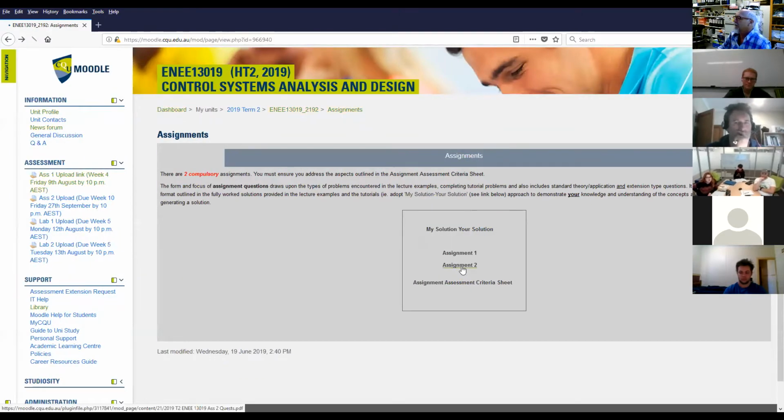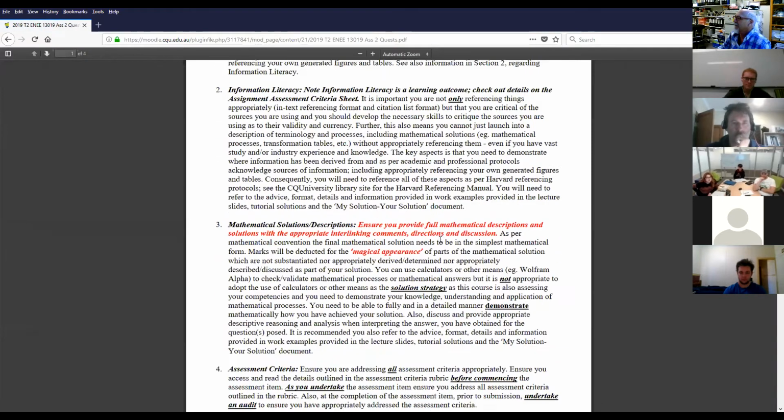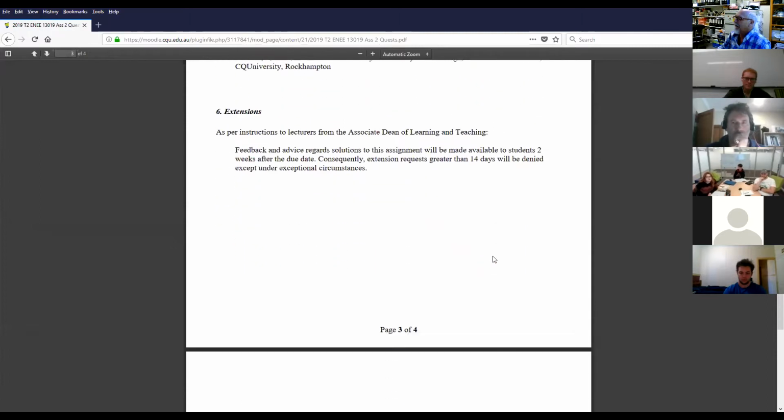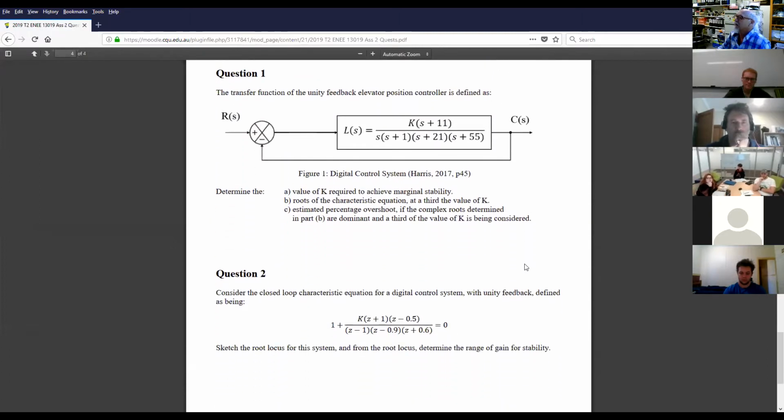Assignment 2, exactly the same blurb at the start, basically saying, please make sure you don't do mathematical magic, blah, blah, blah. And again, 2 questions. One will be an analog question, and one will be a digital question.